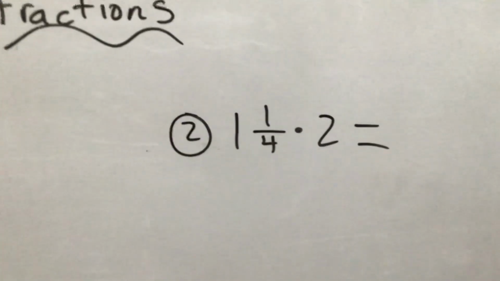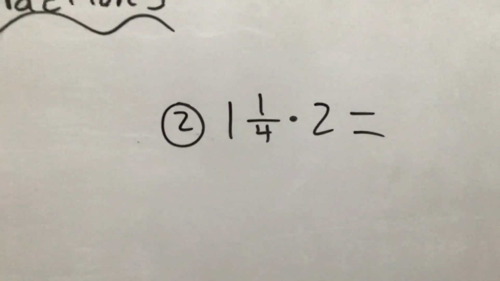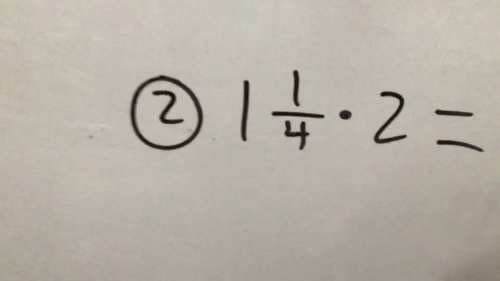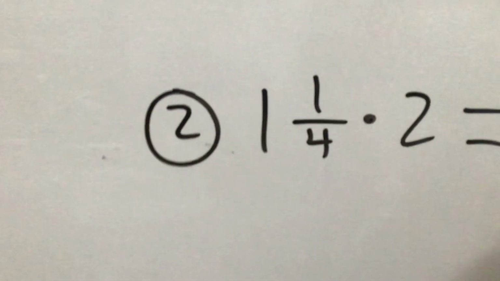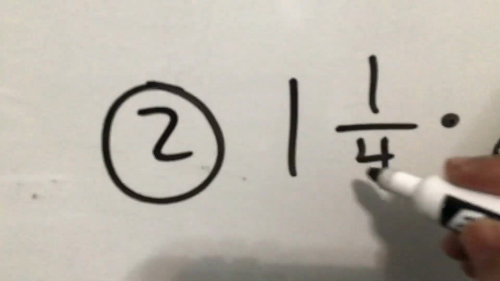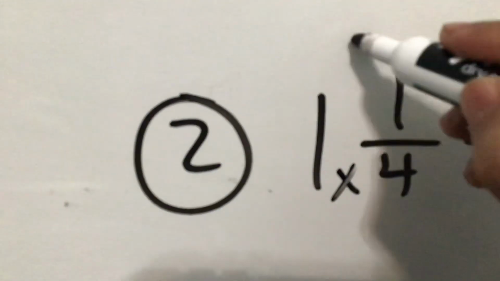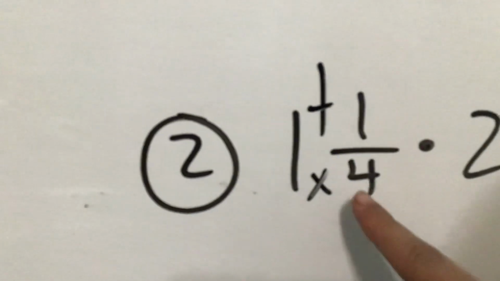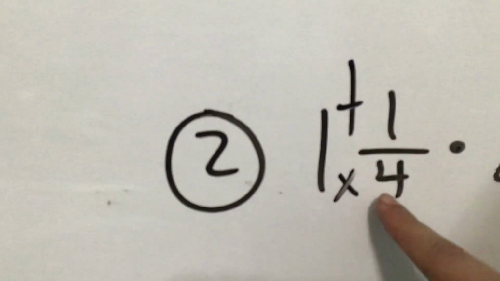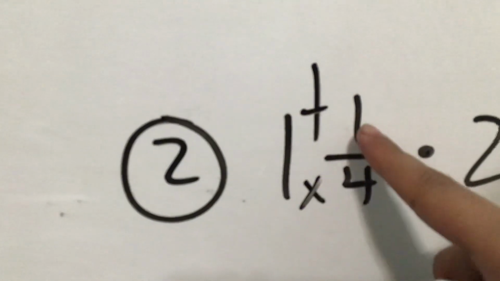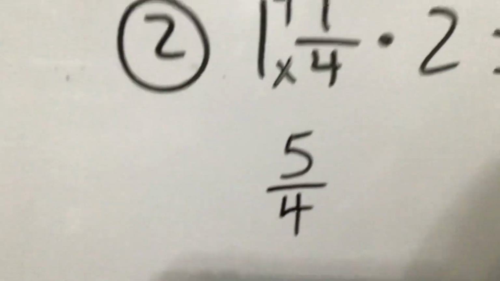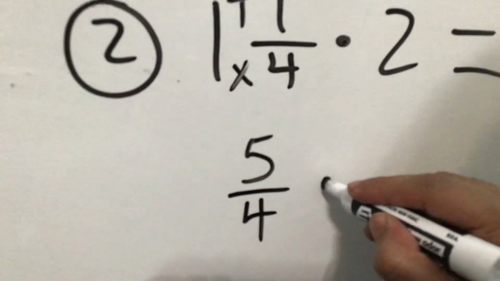Number 2. It's a little different. We have a mixed number and a whole number. First and foremost, we have to make this mixed number into an improper fraction, so we can remove the whole number there. So what we do is we do what we call Texas. We multiply here at the bottom and then we add on top. So we're going to multiply my 4 times the 1, so that will be 4, and I add the top. So 4 times 1 is 4, plus 1 will be 5. My denominator stays the same. So now it's 5/4 times 2.